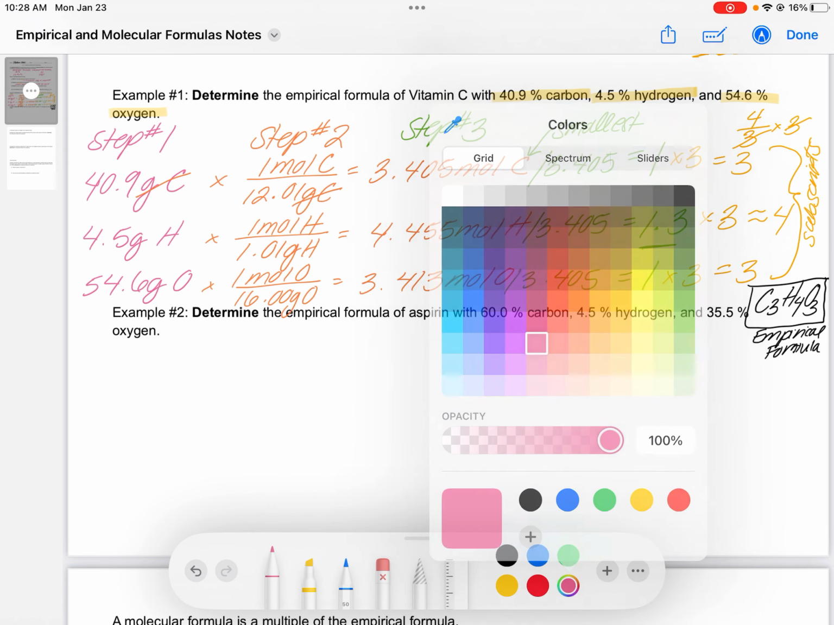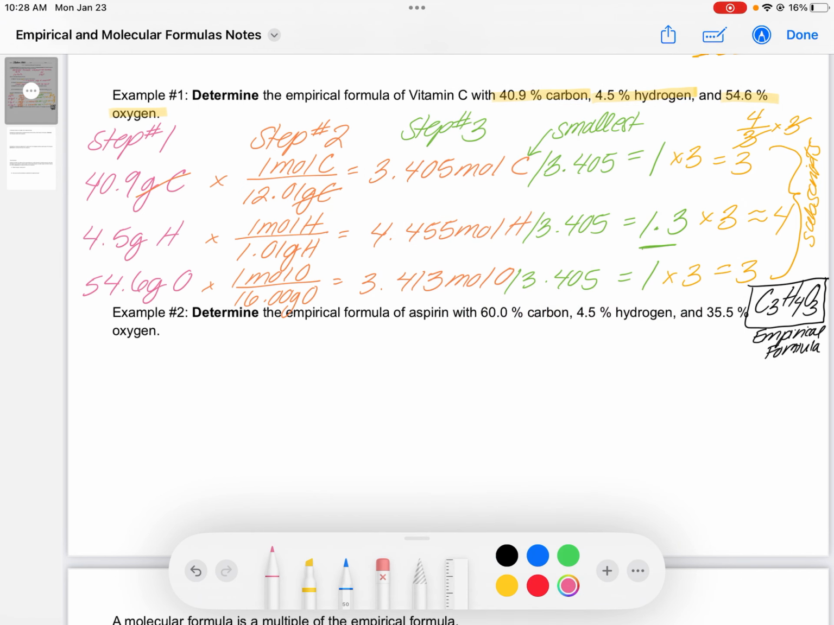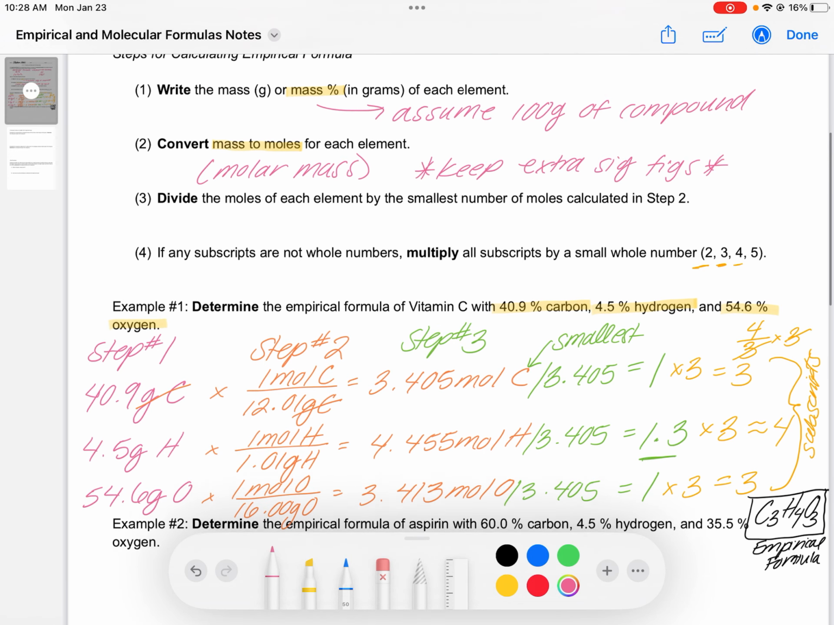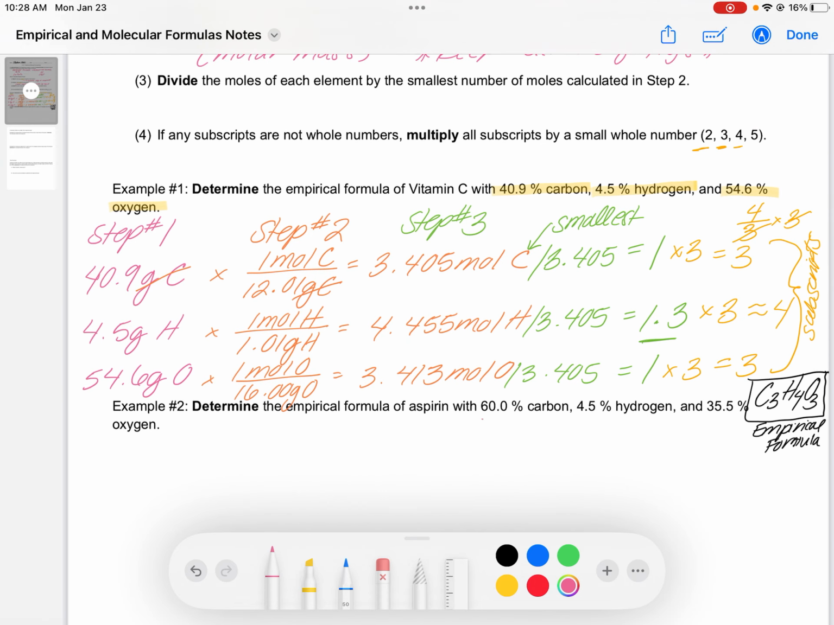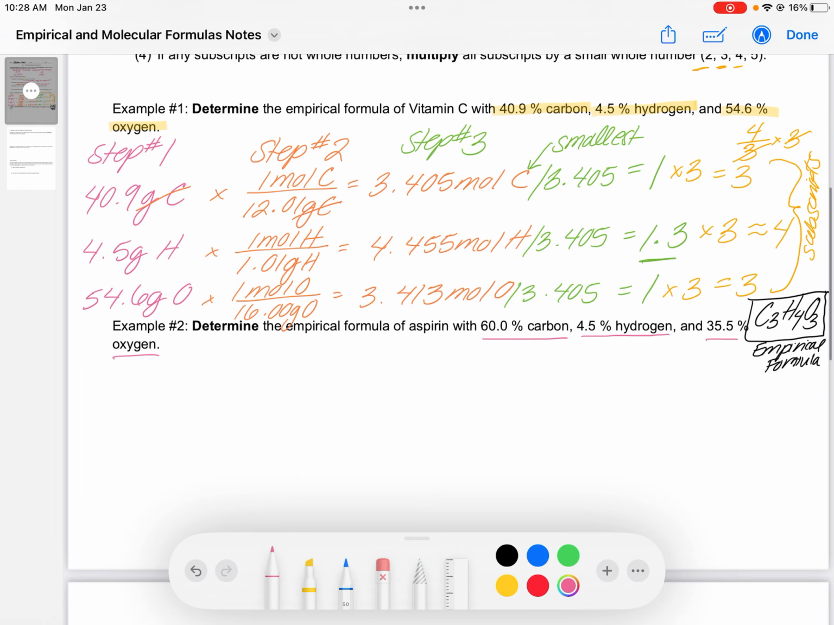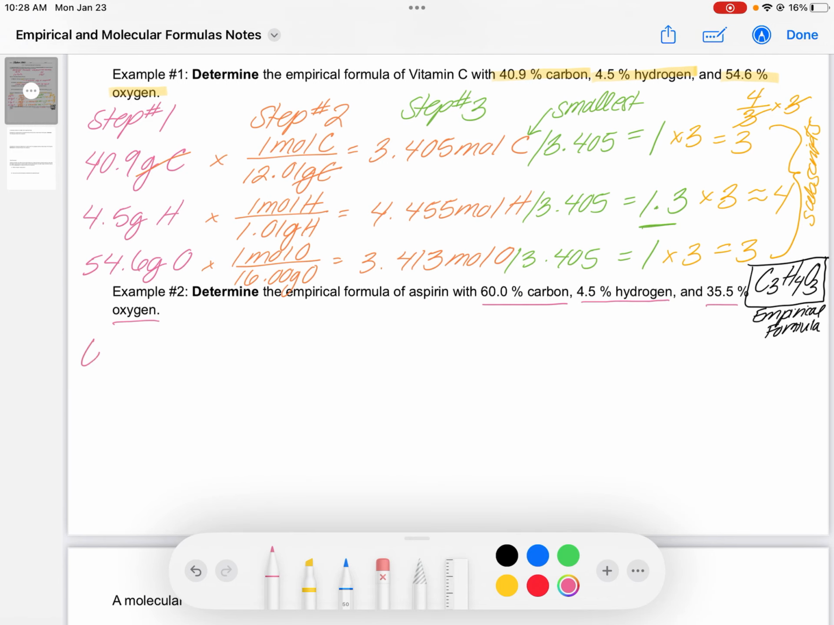But for those of you that want to work through another one with me, let's go ahead and do number 2. So step 1 is to write the mass in grams or the mass percent in grams for each element. We are given 60% carbon, 4.5% hydrogen, and 35.5% oxygen. They gave us percents, so we need to write them all in grams. So step number 1, I write 60.0 grams of carbon, 4.5 grams of hydrogen, and 35.5 grams of oxygen.